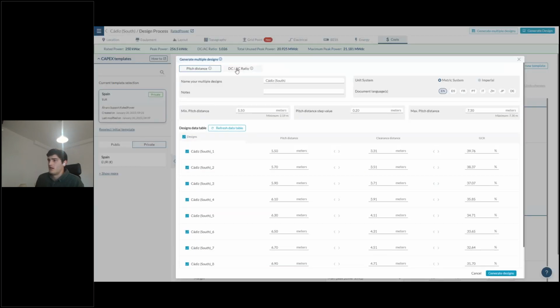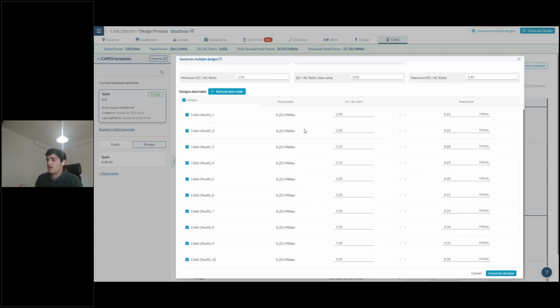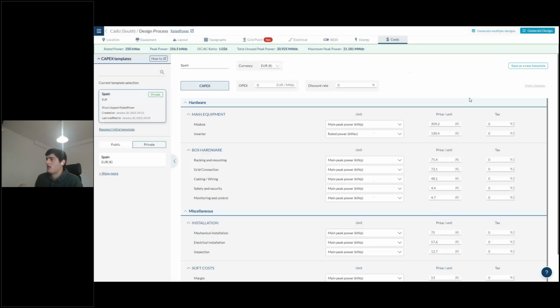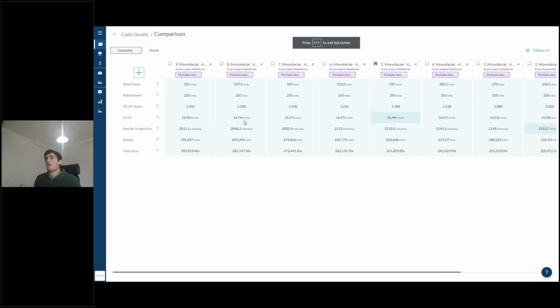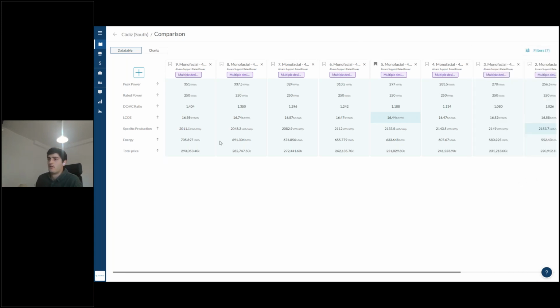After that, I will go to generate multiple designs. I have set a DC-AC ratio step value of 0.05. And with that, once we click on generate designs, 10 designs will be running in parallel with different DC-AC ratios. And in less than 1 minute, we could select them and go to the comparison tool, where we will see the filters that we have selected and the variables that we want to compare.